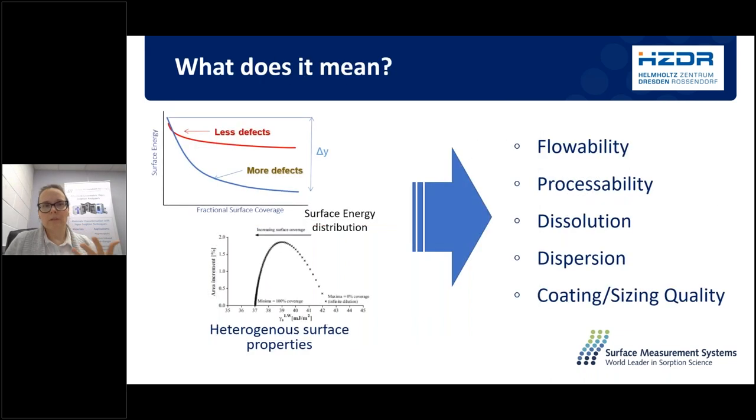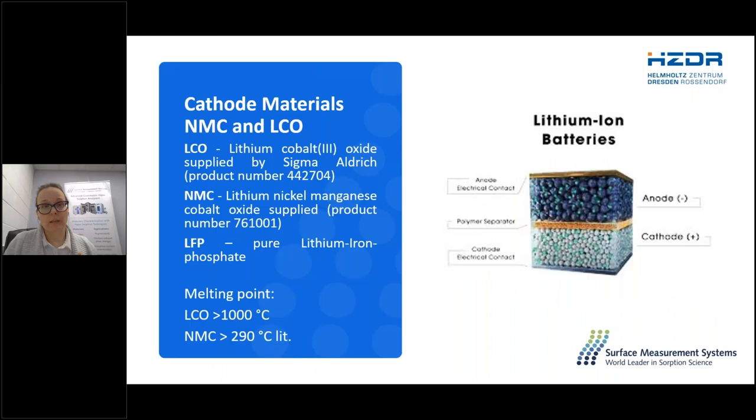Why is it important? Because if there's energy heterogeneity, so that the surface is not uniform energetically, it can affect different processes and applications. The flowability, processability of these materials, dissolution, and dispersion are affected by this. And of course the coating quality, because in that case, the performance of the coating will not be the same on the two different surfaces. So the heterogeneity of the samples is very important. It has an effect on so many other things.